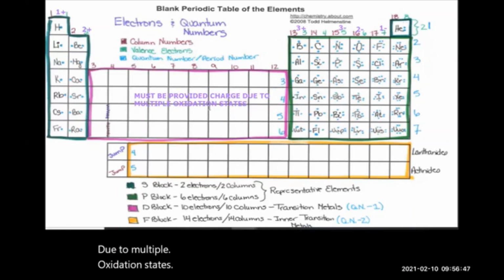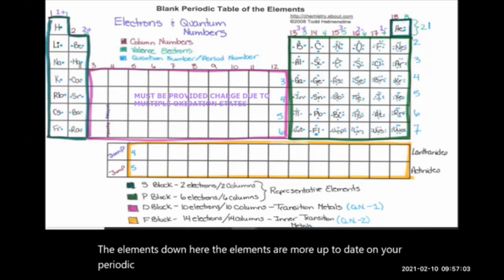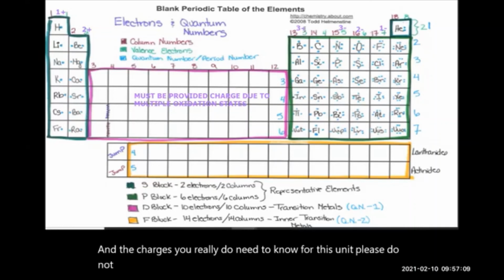Okay, those are the valence electrons, the Lewis dot, the blocks, the elements. Down here, the elements are more up to date on your periodic tables, and the charges you really do need to know for this unit. Please do not forget that on each page for each block, there's a breakdown of charges and valence electrons and family names as well.